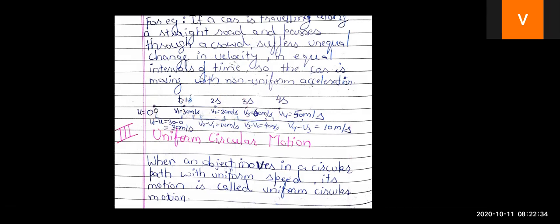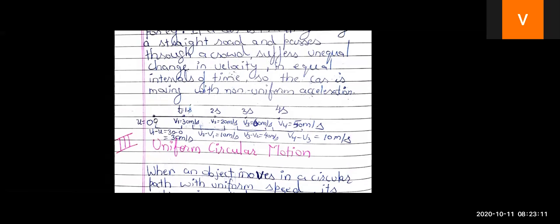Now let's move to the last topic of today, that is uniform circular motion. The word uniform means its speed is uniform, its speed is constant. Circular means the object is traveling on a circular path. So this gives you the definition for uniform circular motion: when an object moves on a circular path with uniform speed, its motion is uniform circular motion.